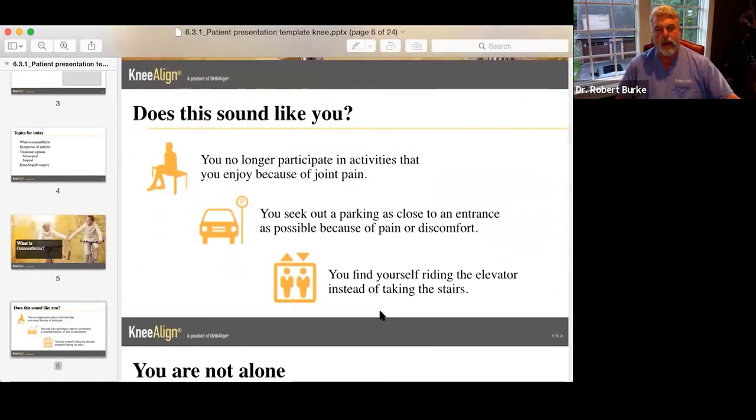One of the biggest problems that patients have with osteoarthritis is loss of functional ability, such as being able to participate in activities such as golf or tennis, or being able to exercise, or being able to go out and go for long walks with your family or children. They also have difficulty going up and down stairs because of weakness and or pain.